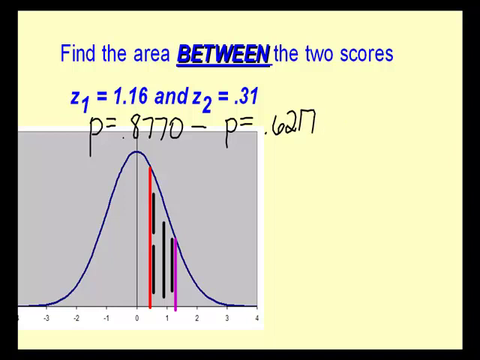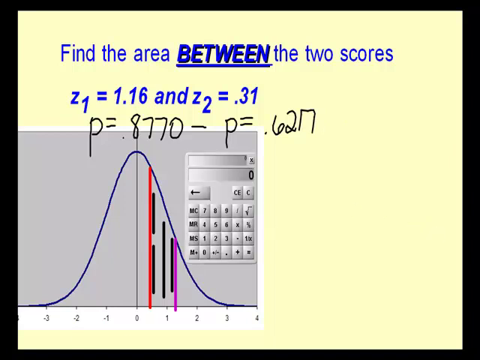So I get my rusty trusty calculator out. 0.8770, get rid of everything that would have been behind the red. We're going to get rid of it by subtracting. 0.6217 is the portion I'm getting rid of, for an area that's shaded of 0.2553. That's the probability of getting a z-score between the two that were given.